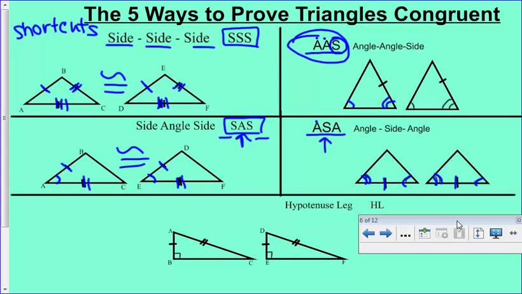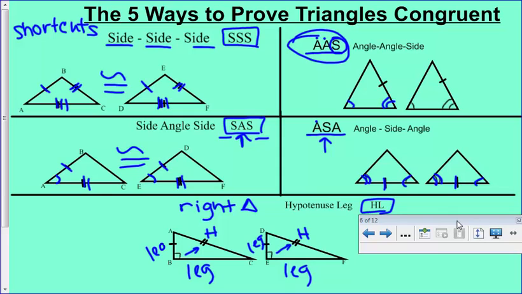The last one is completely different. There's no angles, there's no sides, because it's called hypotenuse leg. And it only deals with right triangles. So you have to have a right triangle to do hypotenuse leg because the hypotenuse is always labeled across from the 90-degree angle, the right angle. Now the leg is actually both of these. So we call either one of these the leg.